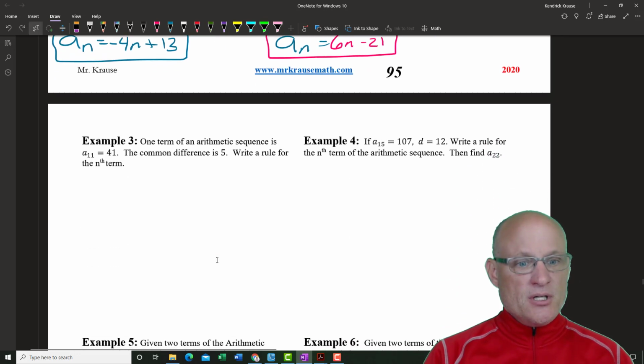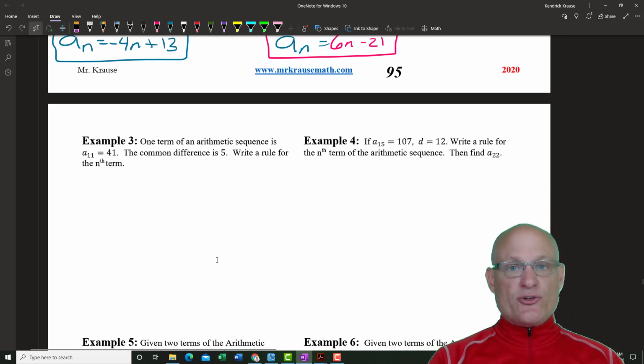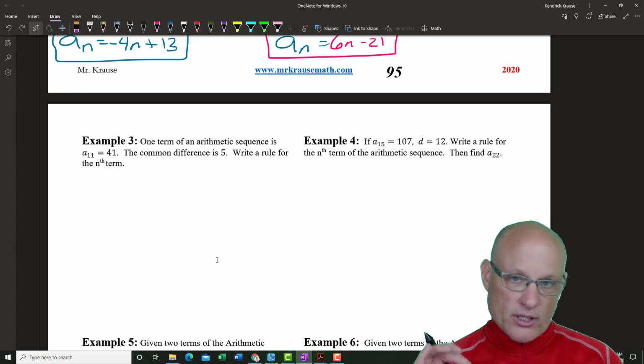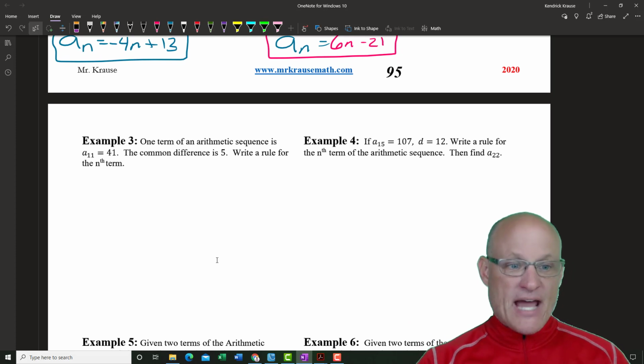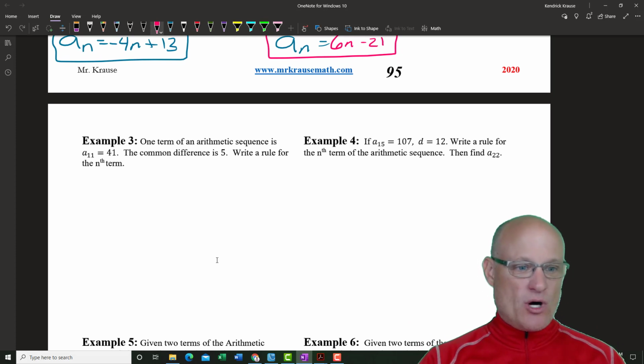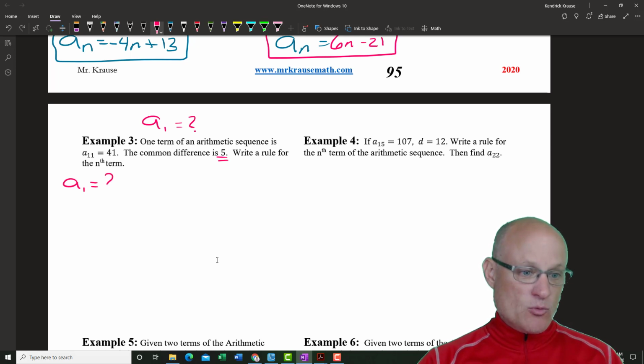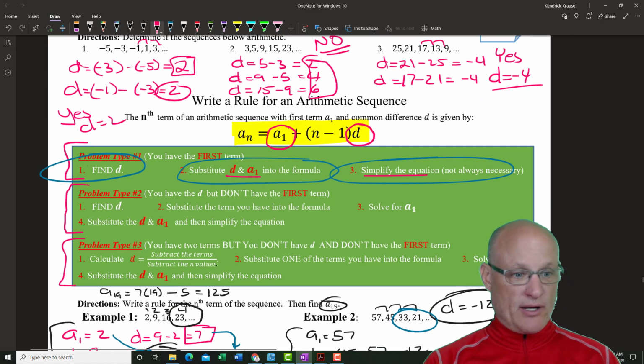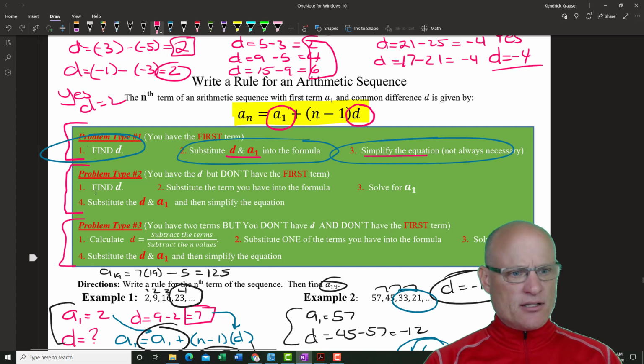Okay. So now we're going to go medium level. Now I'm not giving you a sub 1, but I am giving you the common difference. So of the two things you need, we don't get a sub 1 this time, but we do find the common difference. So this is level 2, right? You have the D, but you don't have the first term.